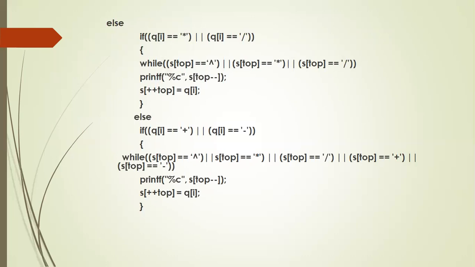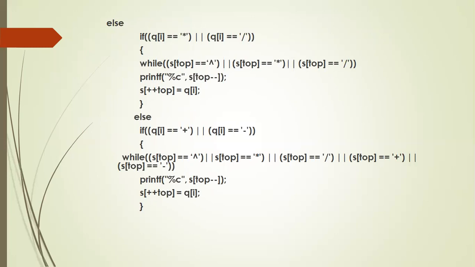Second possibility. The new operator could be star or slash. In that case, what you have to do? As long as the top of the stack contains power, because power's precedence is higher than star and slash, or the stack top contains another star or slash, because for power the precedence is more than star and slash, and for another star and slash the precedence is equal.